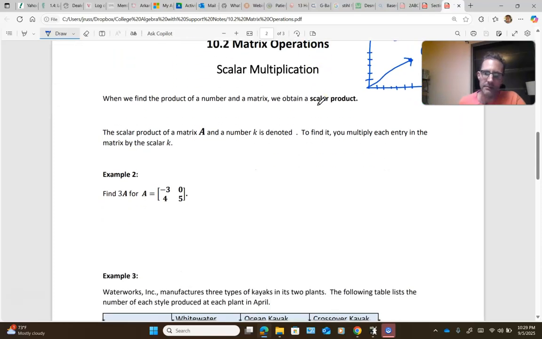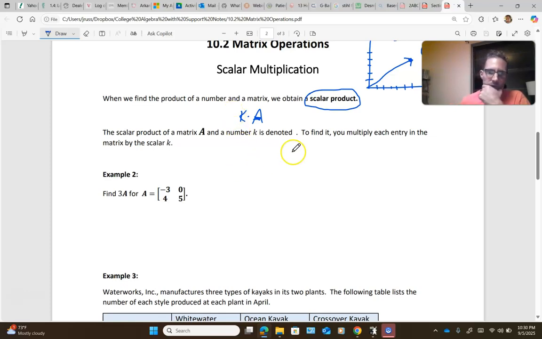Usually you'll see it like this: k represents your scalar, times A, which is your matrix. Multiplying a matrix by a scalar is also called finding the scalar product. Remember that word, product refers to multiplication. To find the scalar product, you're just multiplying the matrix by the scalar.